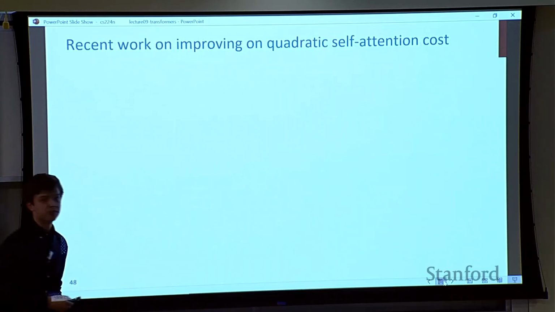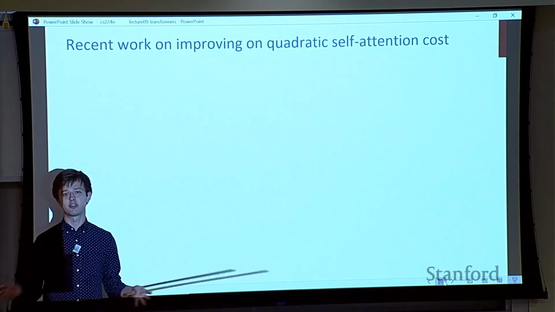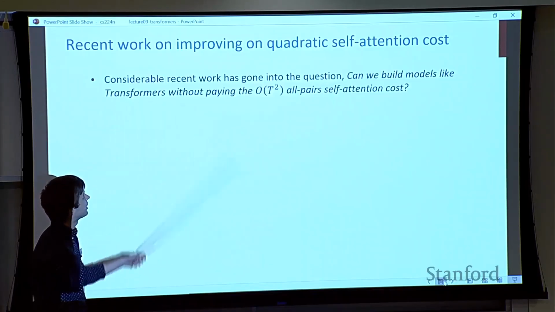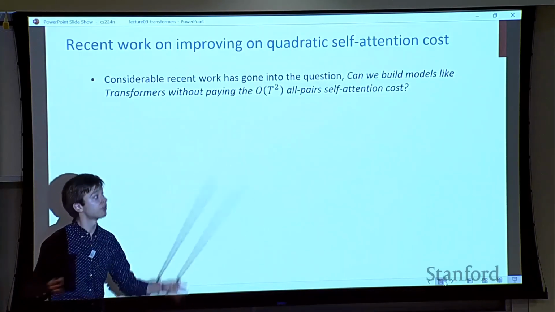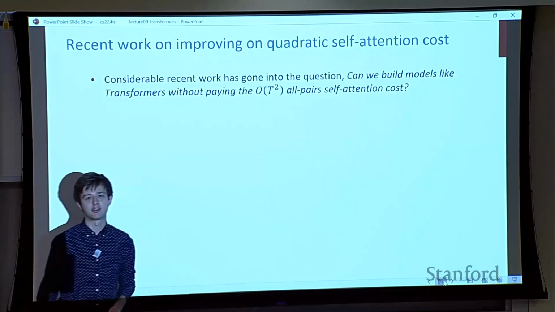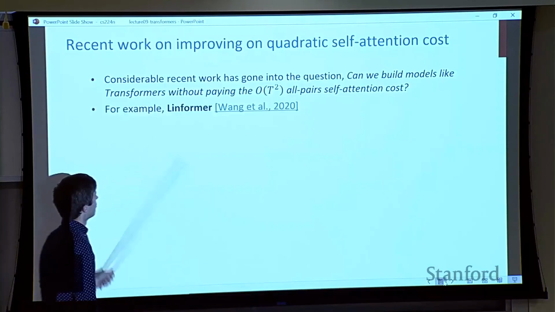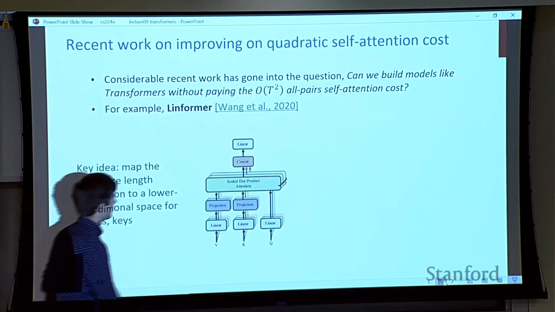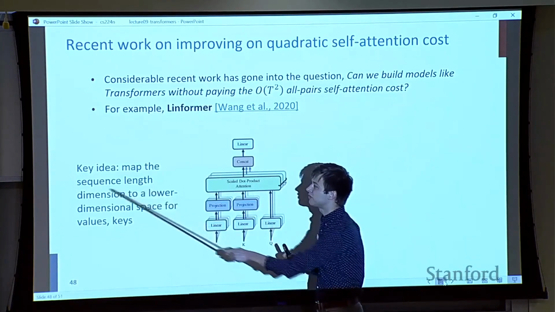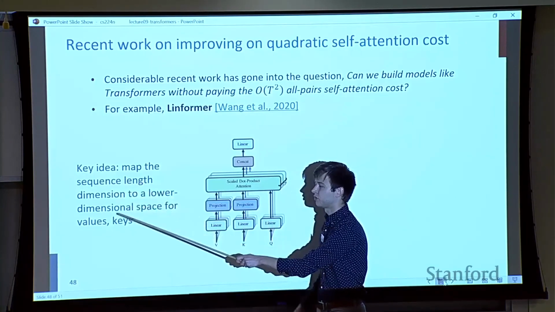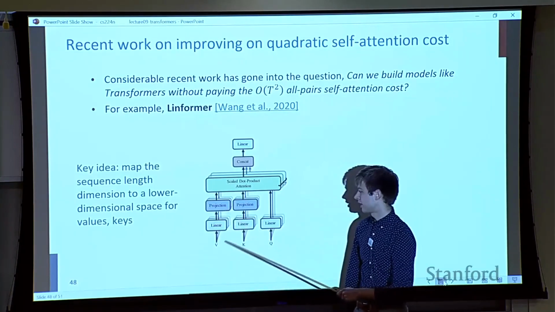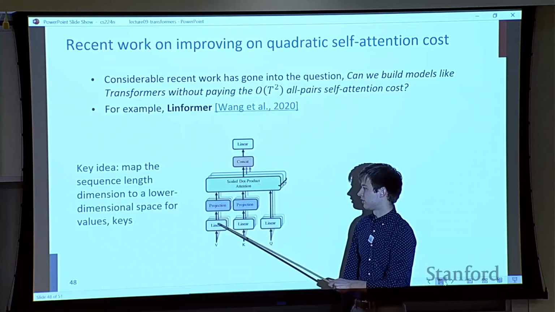There have been a couple of ways that have been thought of to do this. This is all very, very recent work, and is only a smattering of the efforts that have come up. So the question is, can we build models like transformers that get away without the O of t squared all pairs interactions cost? One example is the Linformer. The idea here is that you're going to map the sequence length dimension to a lower dimensional space for values and keys. So you had values, keys, and queries, and you had your normal linear layers.